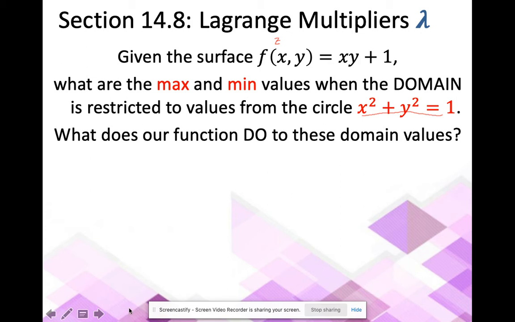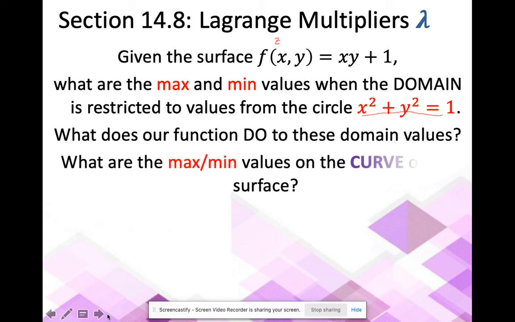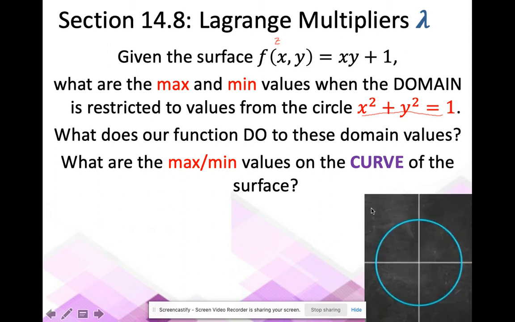Those values that satisfy my constraint are the only ones I can put into here. What does my function do to those domain values? And further, after I figure out what my function does to my constrained domain, I want to know which of my domain values create maxes and mins up there on the surface that intersects my curve. So let's look at this piece by piece.